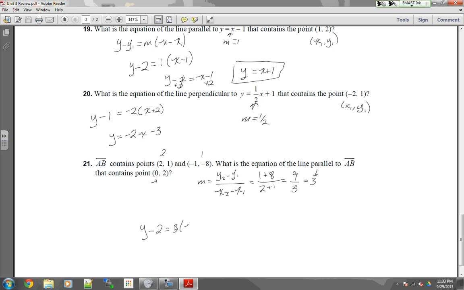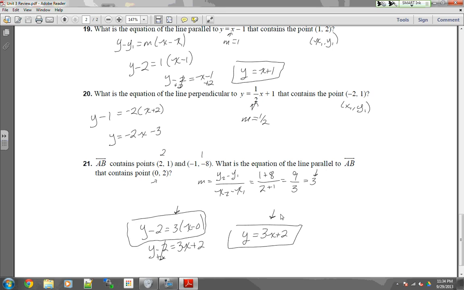You could either leave it in this form or bring it down to this form. Either one is right, and I'll take both. Just know that this is probably the more common way that you'll see these lines written, but I'll take either one. So that is your Unit 3 review. As long as you understand how to do these 21 problems, you should do completely fine on the test. So remember, the test is tomorrow. Good luck.